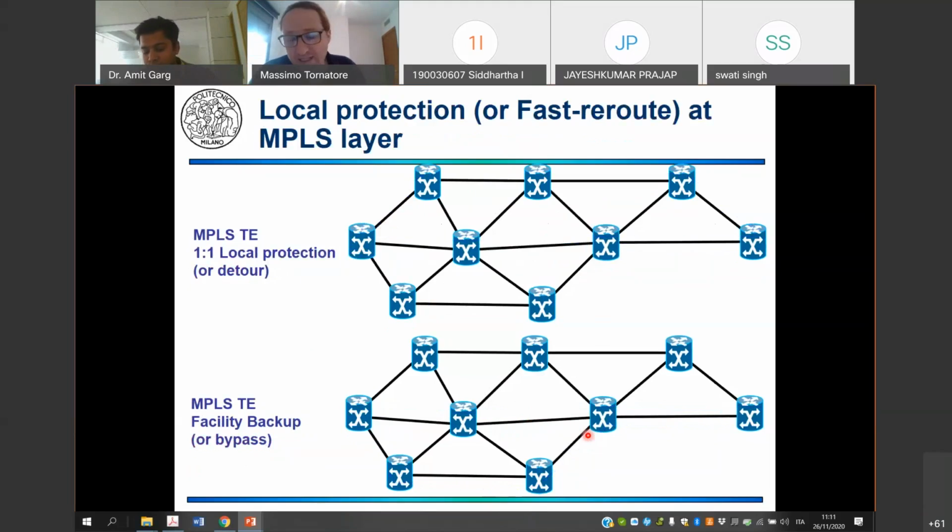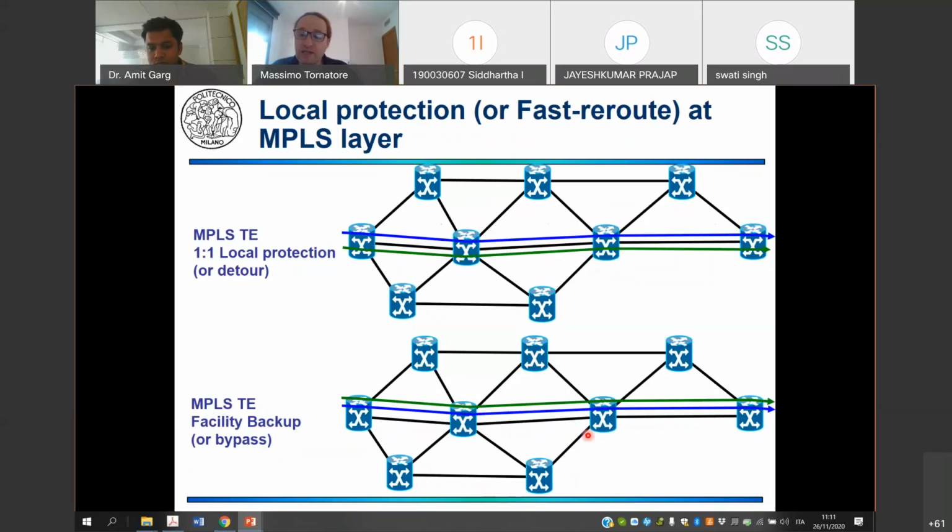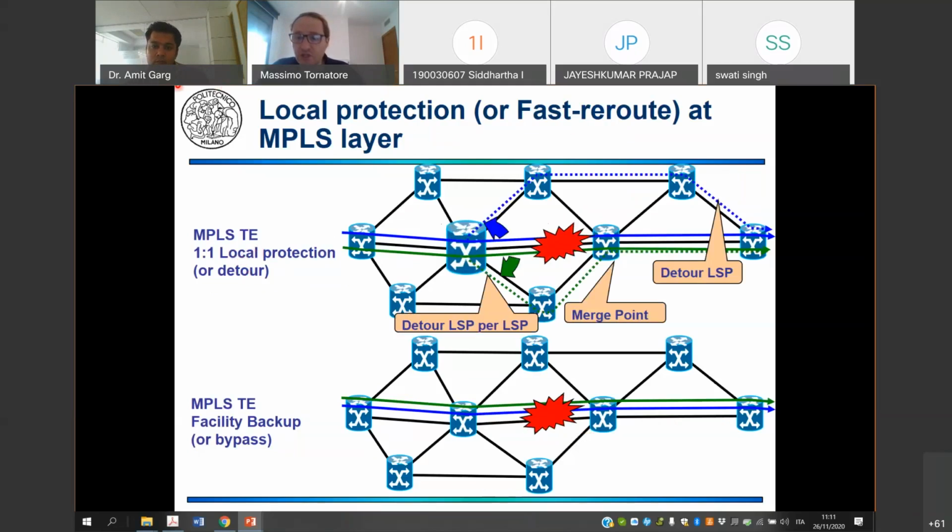Local protection in MPLS is also very similar to the link protection we discussed before. Imagine you have two paths. Imagine there is a failure. In what people call local protection of detour, they also call it fast reroute, if you ever heard about it. What happens is that each connection affected by the failure is protected separately. So we have a separate path for the blue line and for the green line.